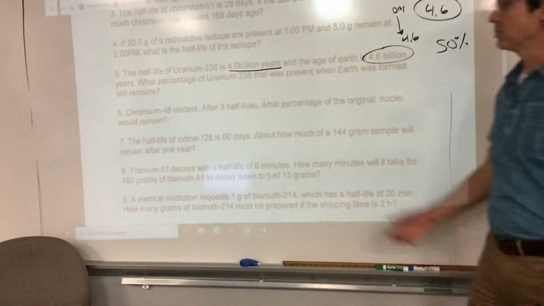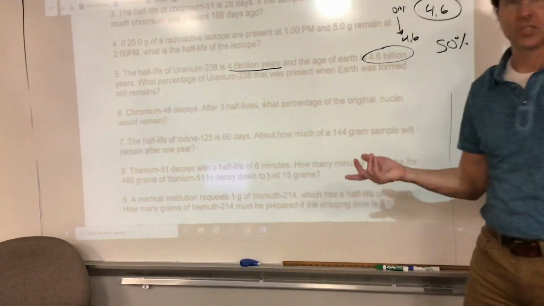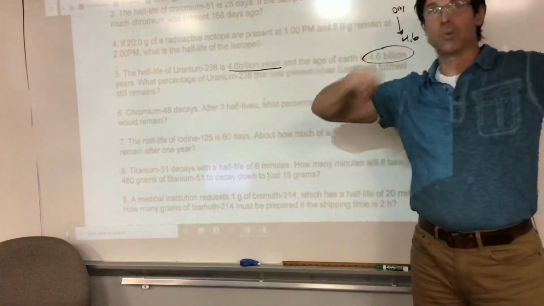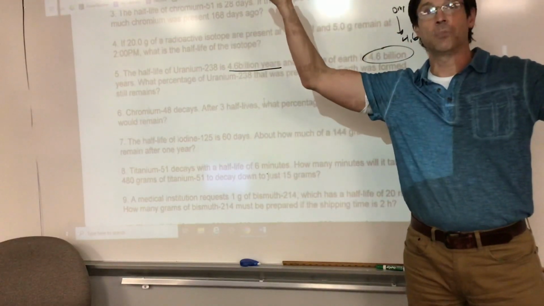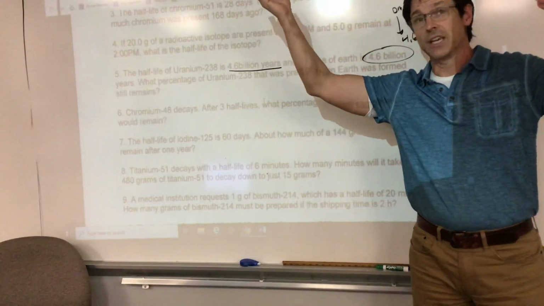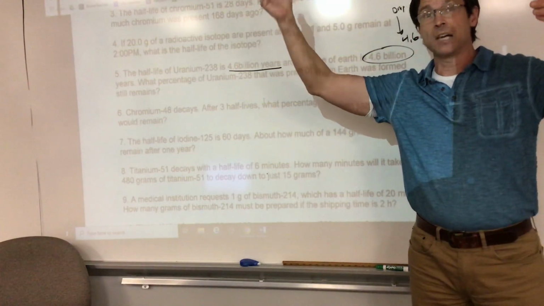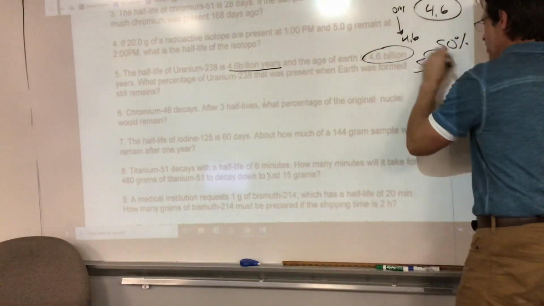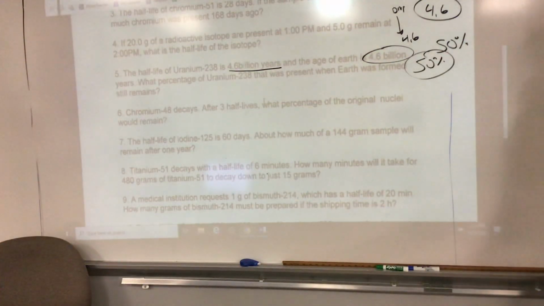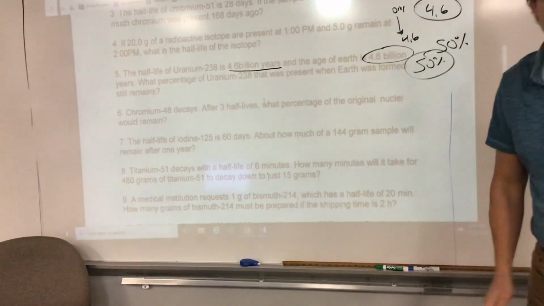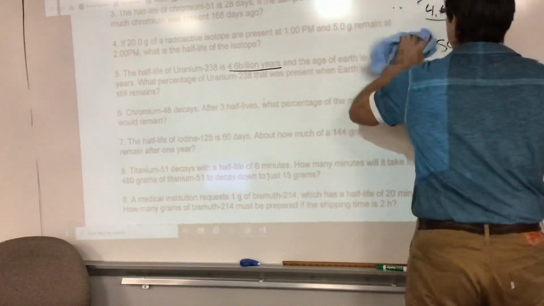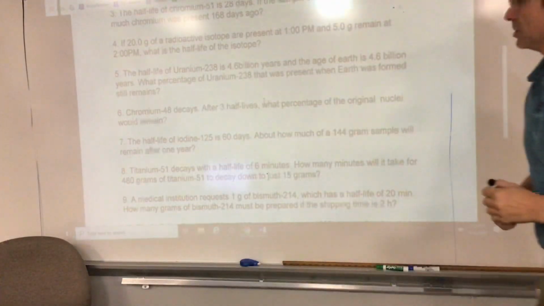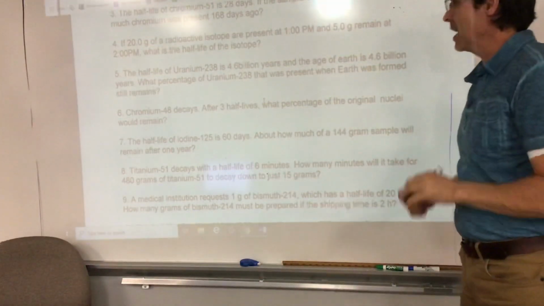So if the Earth is 4.6 billion years and uranium-238's half-life is 4.6 billion years, that means it's gone through one cycle. If I had 100% at one point and 4.6 billion years later it's halved one time, that leaves me 50%. So not much figuring there, just making you think a little bit. That'd be 50%. So that's number 5.